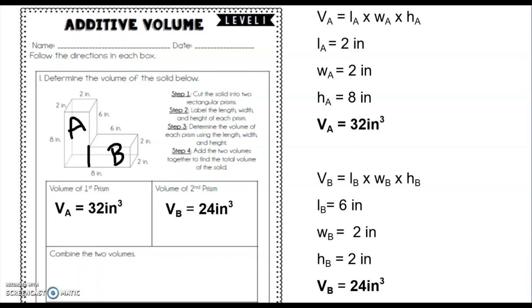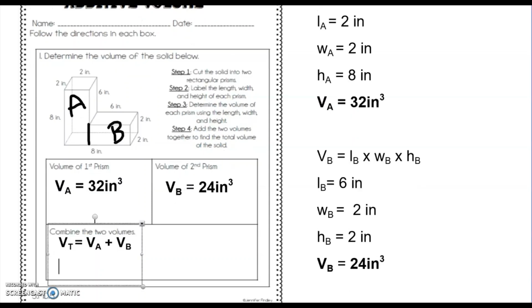Now that I have the volume of A and the volume of B, I'm ready to combine the two volumes in my final step to get the total volume of the solid. As we talked about with the cake, when we combine the two volumes, we have to take volume of A and add it to volume of B to find that total volume. When I put that into the formula, I have 32 inches cubed plus 24 inches cubed. After adding together volume A and volume B, I find that my total volume is 56 inches cubed.